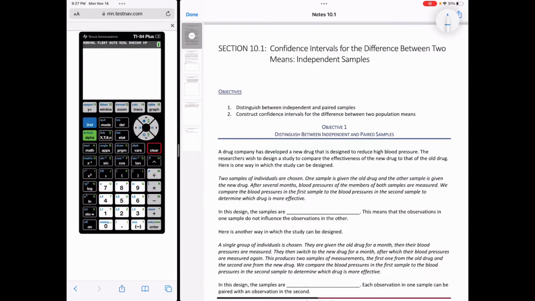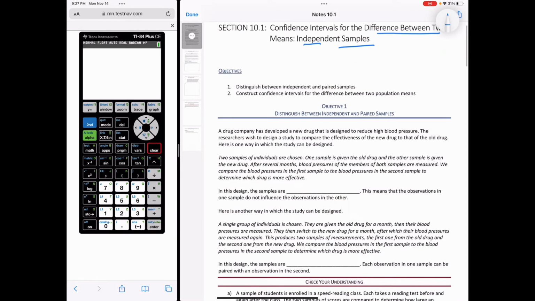For this lesson, we're going to talk about confidence intervals for the difference between two means. And this lesson is going to focus on independent samples. But before I start, I want to tell you about the two different things that we'll do in this chapter.